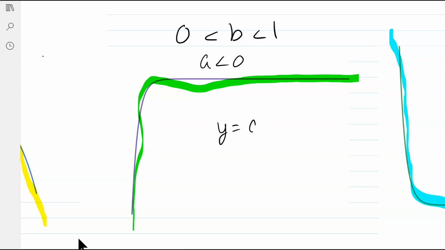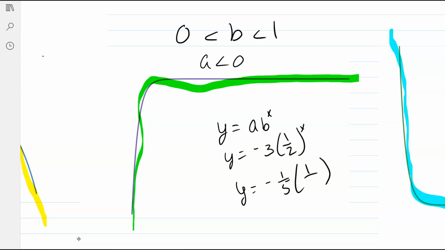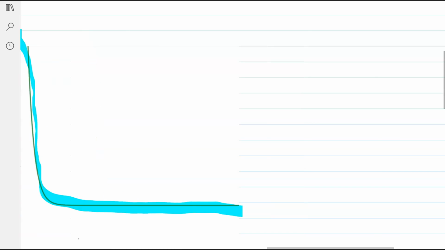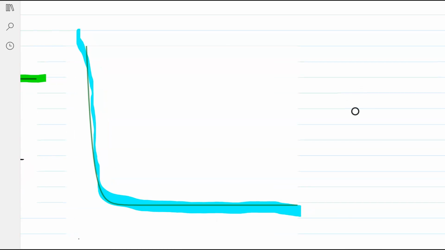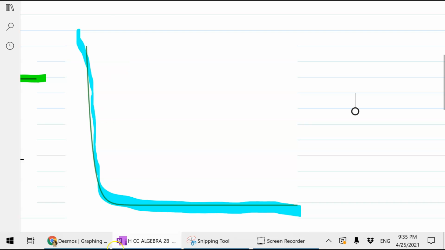So we have y equals AB to the x. So A has to be less than 0, like negative 3, and then B has to be a fraction. A could be negative 1/5, but B still has to be a positive fraction. Okay? The only thing that matters is that this has to be negative, and this has to be a positive fraction between 0 and 1.